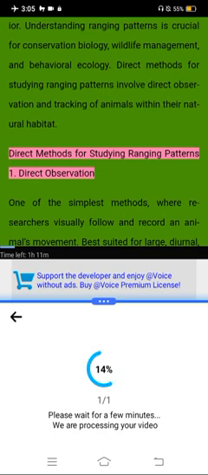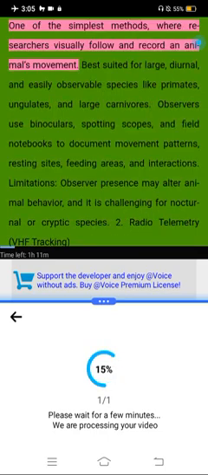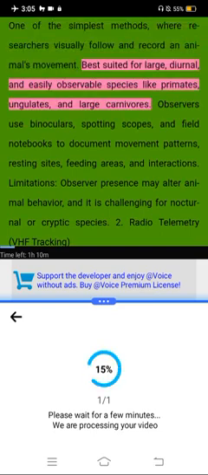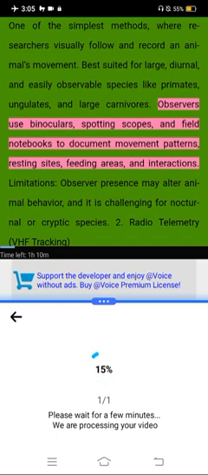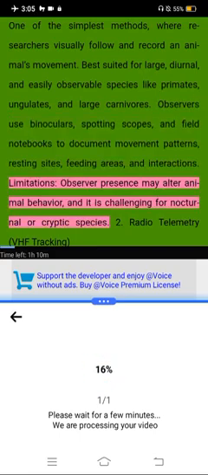Direct methods for studying ranging patterns. 1. Direct observation. One of the simplest methods, where researchers visually follow and record an animal's movement. Best suited for large, diurnal, and easily observable species like primates, ungulates, and large carnivores. Observers use binoculars, spotting scopes, and field notebooks to document movement patterns, resting sites, feeding areas, and interactions. Limitations: observer presence may alter animal behavior, and it is challenging for nocturnal or cryptic species.